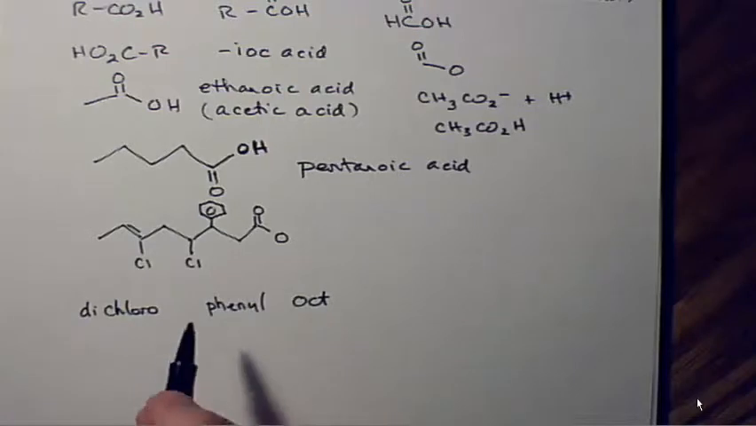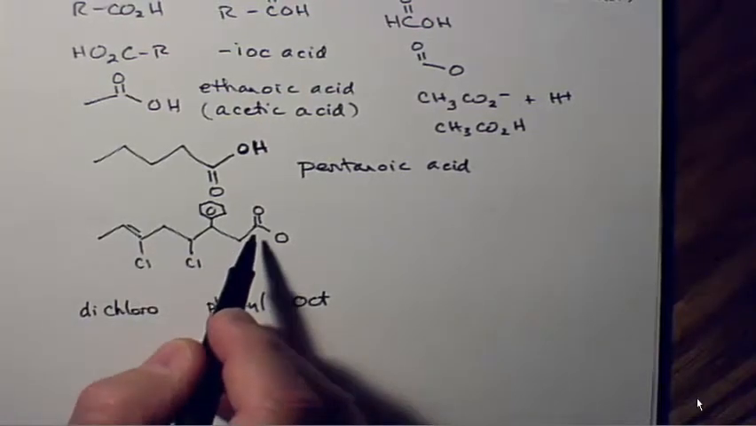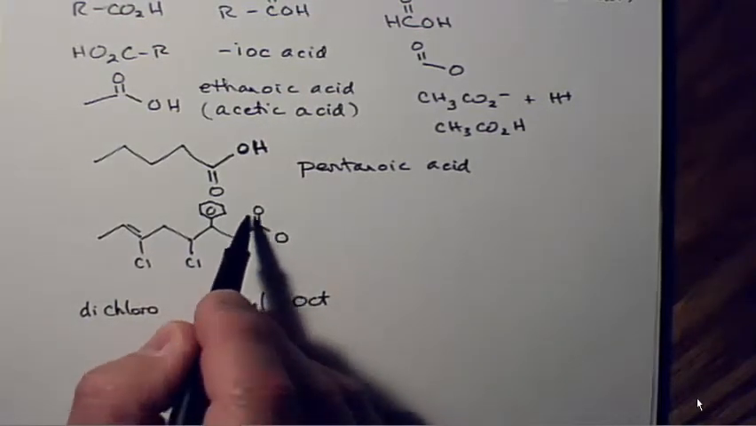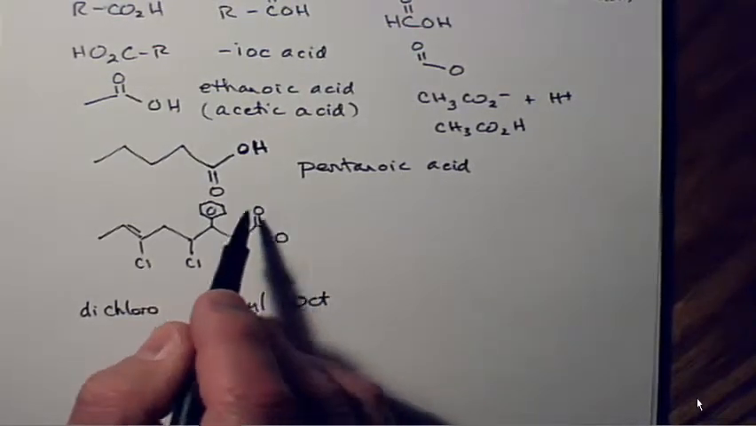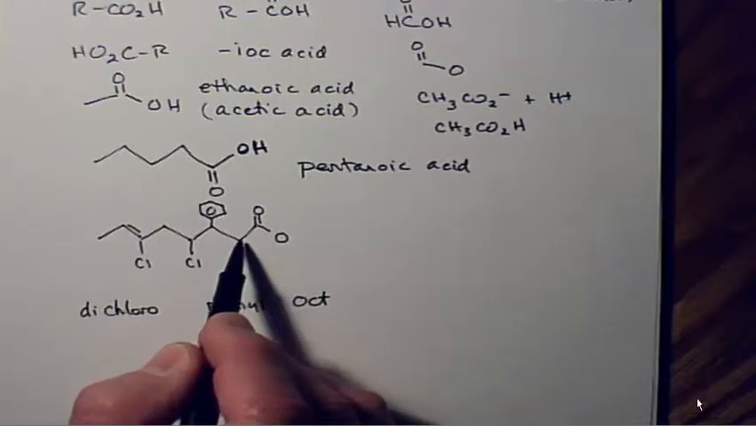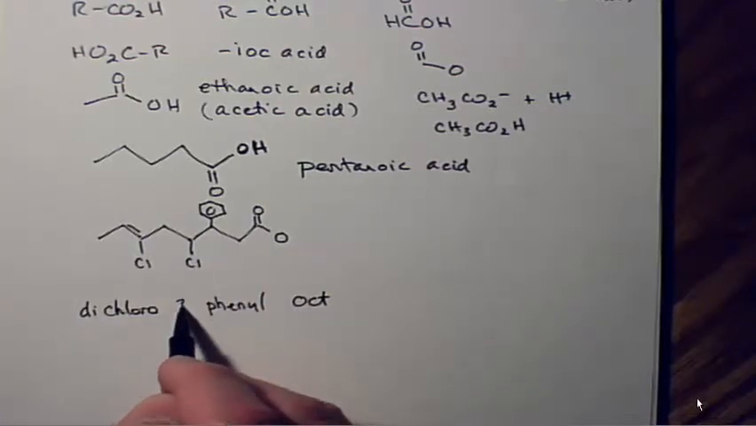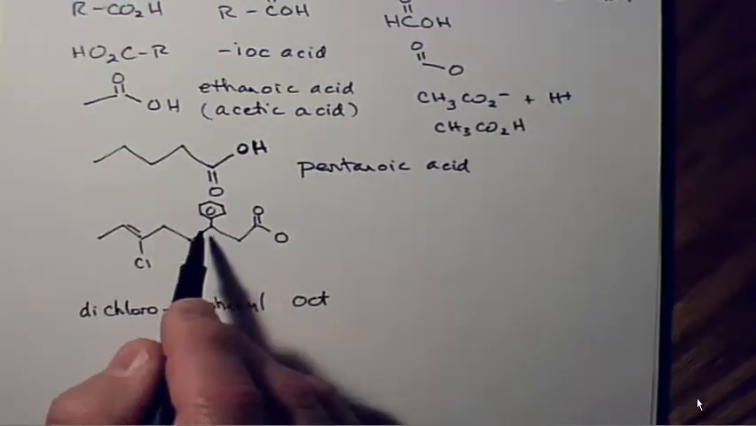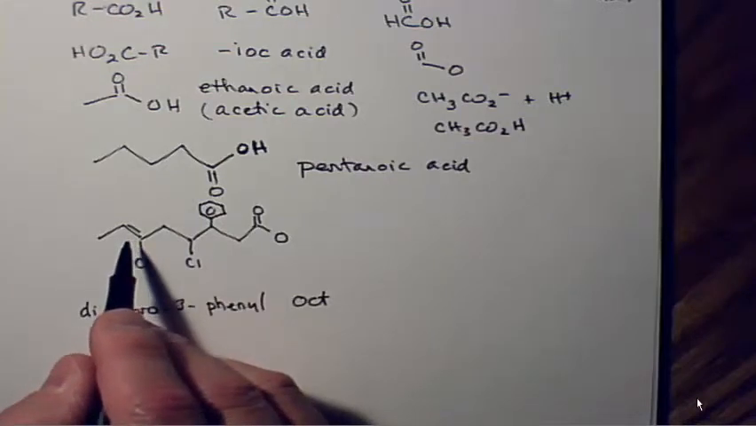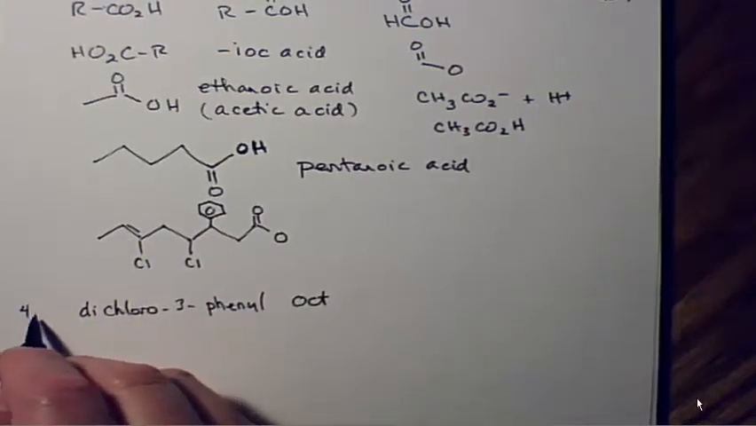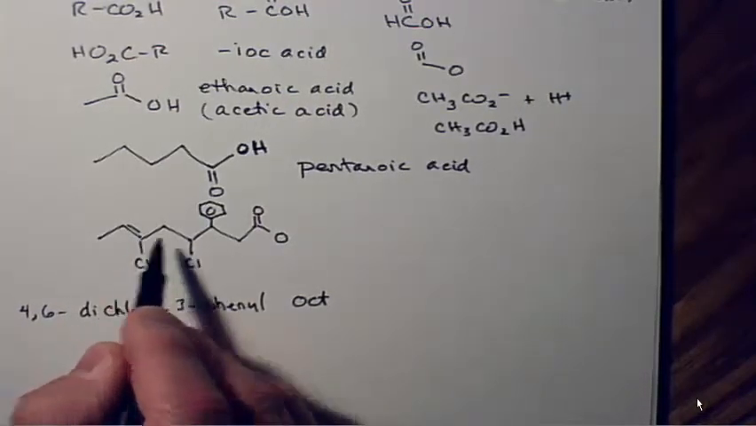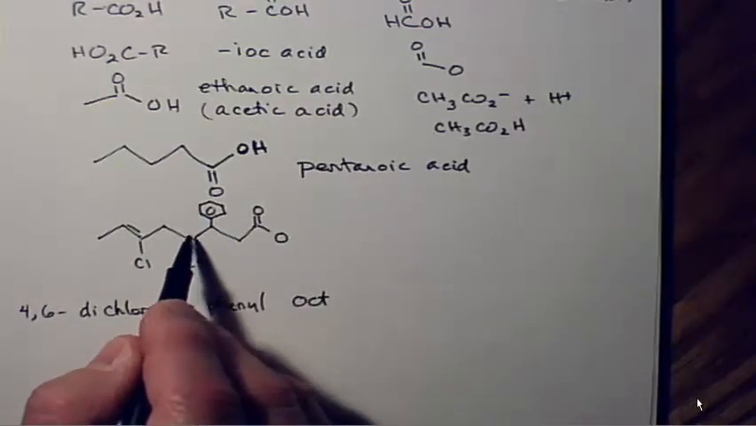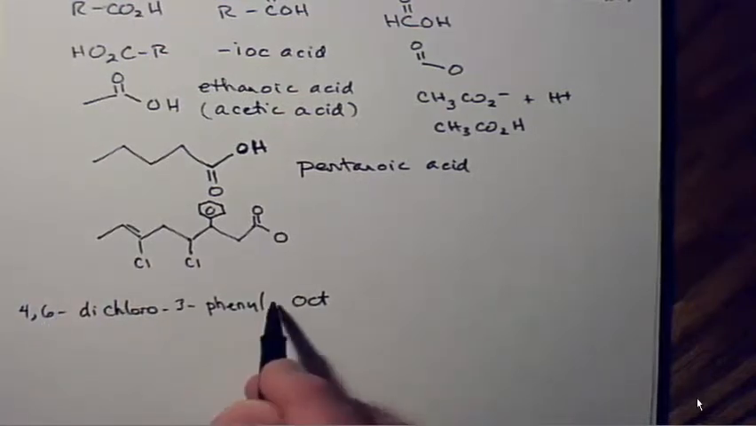Okay, so there's 2 chloros, and you're going to number from the most important functional group here. Here's your carboxylic acid group, or your carboxyl group, over here. This is 1, 2, 3, so phenyl is on 3. Chloro is on 4 and 6. 1, 2, 3, 4, 5, 6.